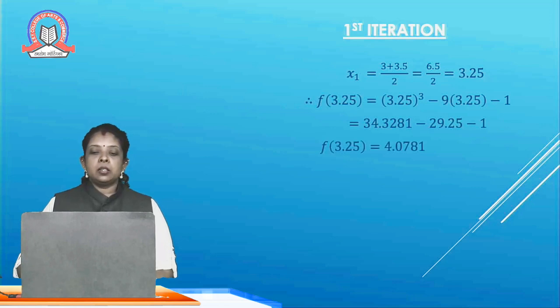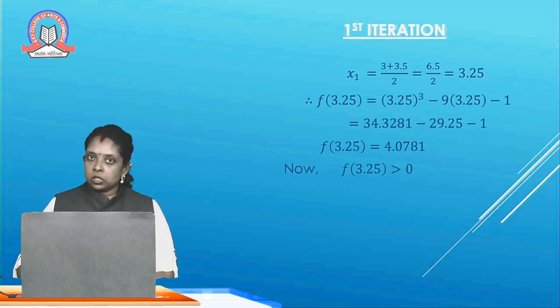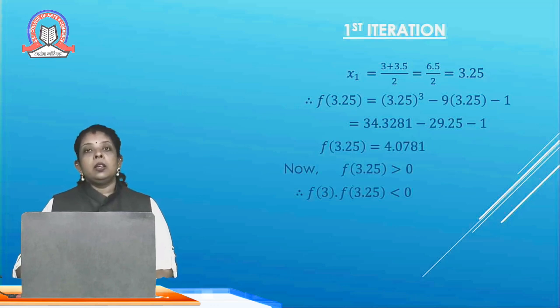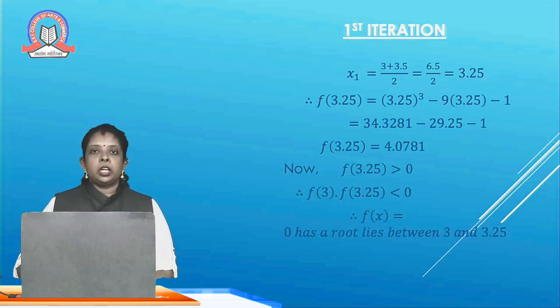So we are getting the result as 4.0781. So this is again a positive value. So what happens? The graph value will be changing again on the right side itself, because it is positive, which is greater than 0. So again we can say that f of 3 into f of 3.25 is a negative value. That is, the product of f of 3 and f of 3.25 is less than 0. So we can also say that f of x has a root lying between 3 and 3.25.